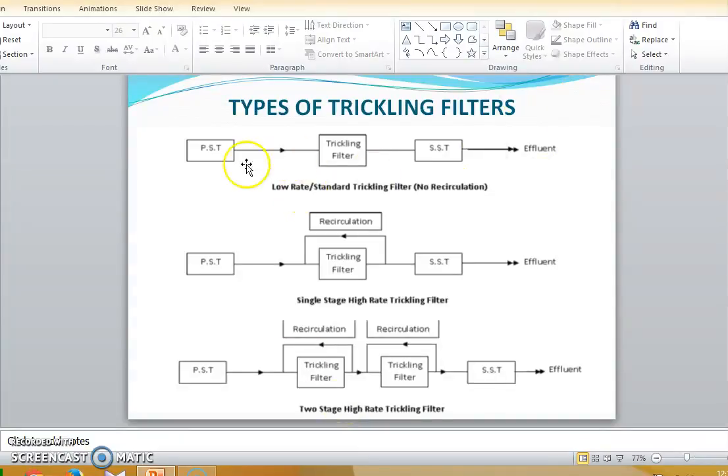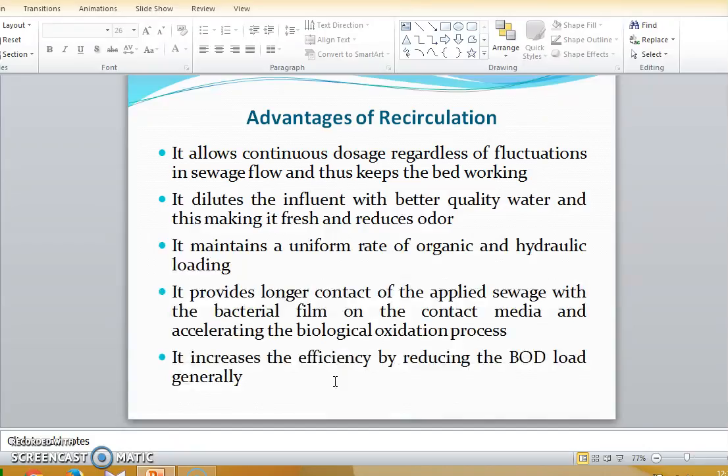So here you can see the layout of low rate filter, a single stage high rate trickling filter as well as two stage high rate trickling filter. So this recirculation has got many advantages, that it will be diluting the flow, it will be ensuring a long contact period, and it will be increasing the efficiency by reducing the BOD load.